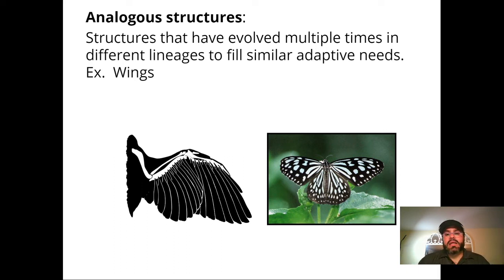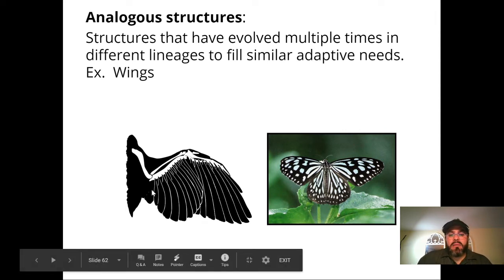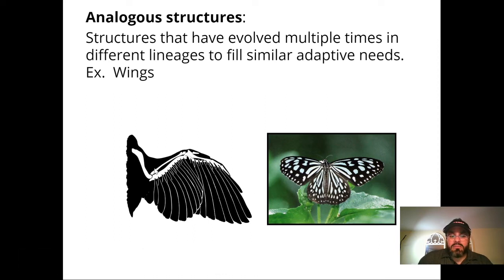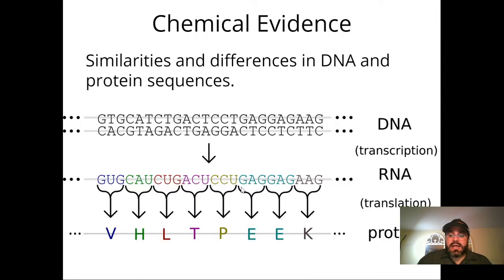This is different: organisms that do not have a close common ancestor end up having similar structures that serve the same purpose. In this case, a butterfly can fly and a bird can fly, but they're not closely related because a bird, being a vertebrate, has bones, and the structure of the bones is what allows it to fly, versus a butterfly, which is an insect and is not related because it does not have bones.